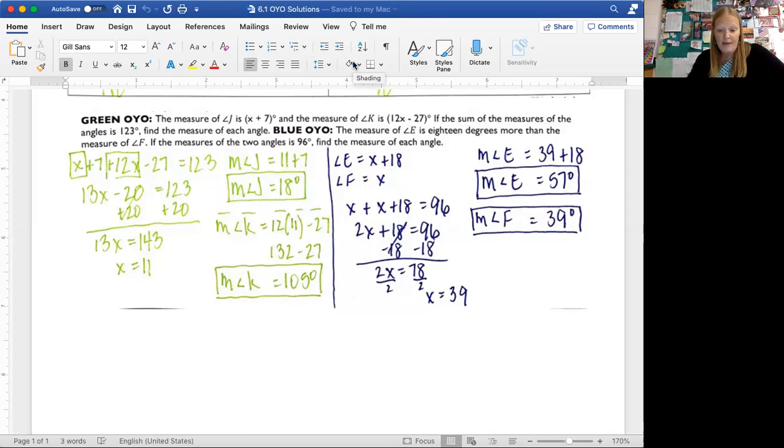Okay, so that's the basics on angles. You're going to name them, you're going to classify them, and then you're going to solve some problems using equations and algebra to figure out an unknown, then plug it back in and solve for the final angle measure.